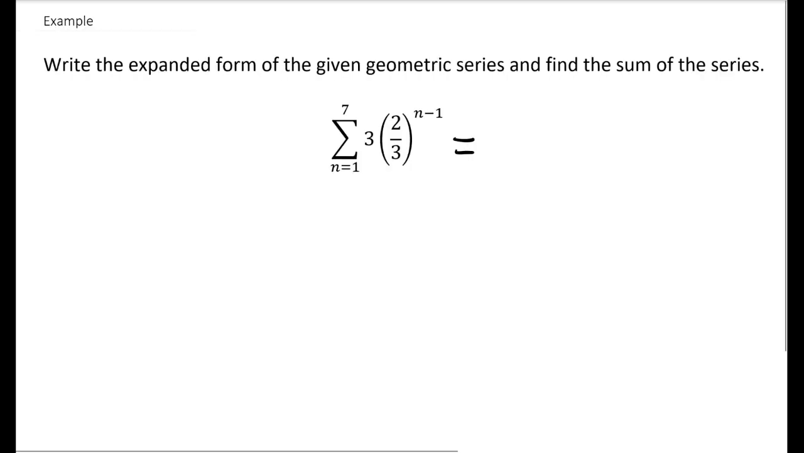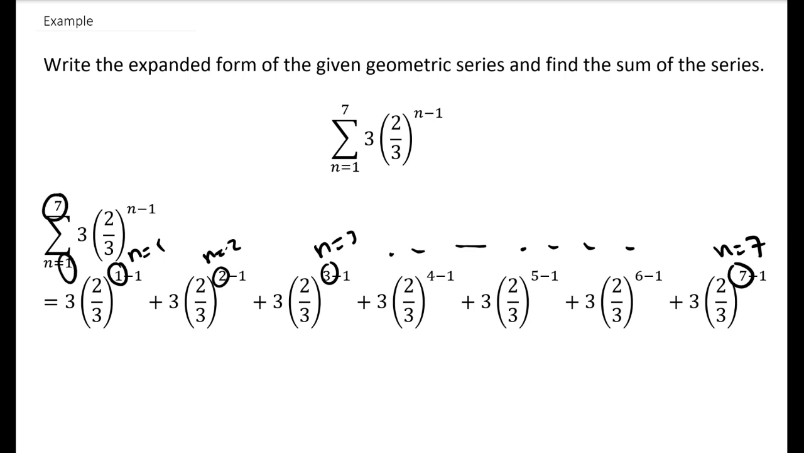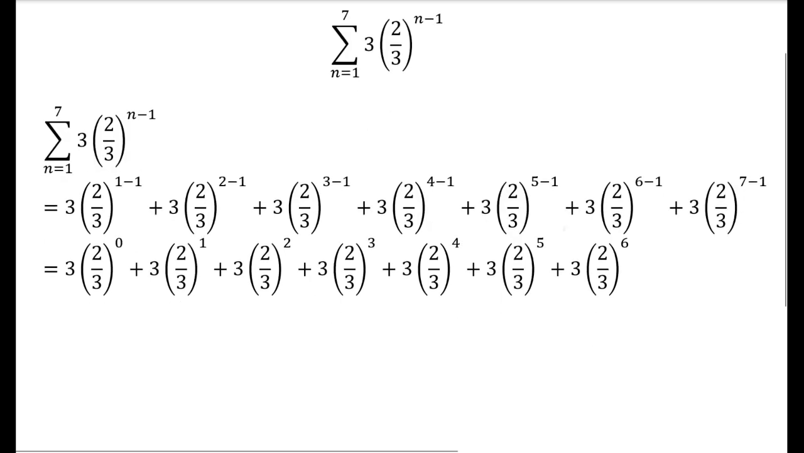Well, first off, we're going to take the n equals 1. We're going to plug that in. That's given right here. So this is n equals 1. Then we plug in n equals 2. Then we plug in n equals 3, all the way up to n equals 7. All right, so we're going to plug in from 1 to 7. And then we sigma those terms. We add them. So we're adding them together.